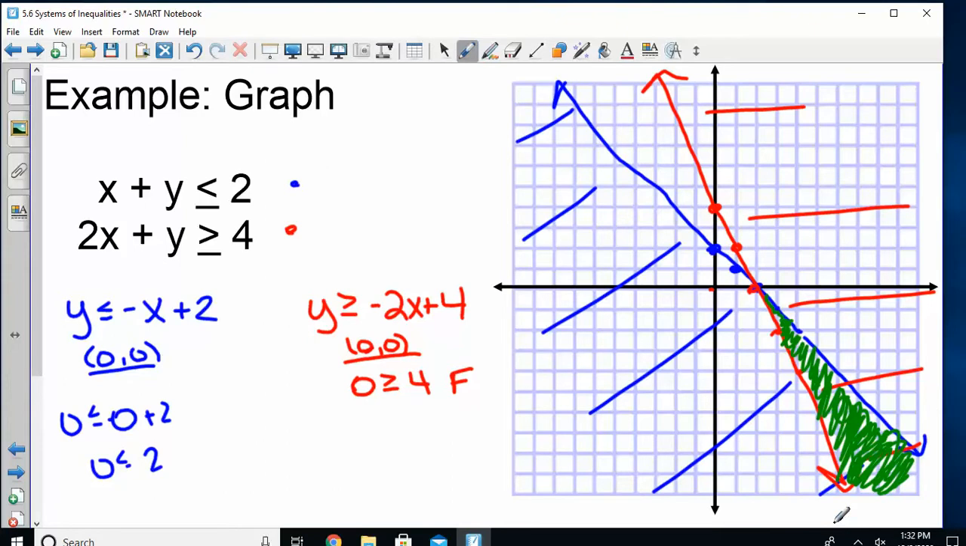Some people like to highlight it or something like that. Whatever helps you, or just color it in really dark. That is my actual solution. So that means any point in that green area there makes both of the original inequalities true. Questions on that one?